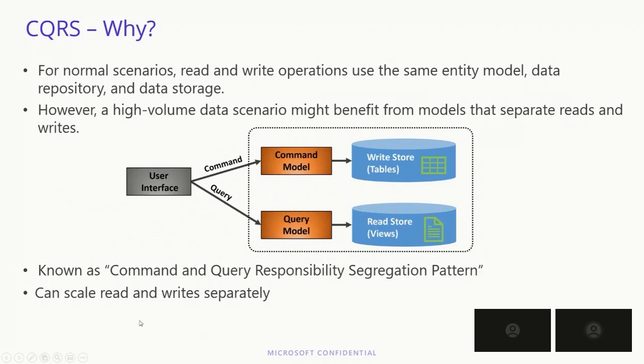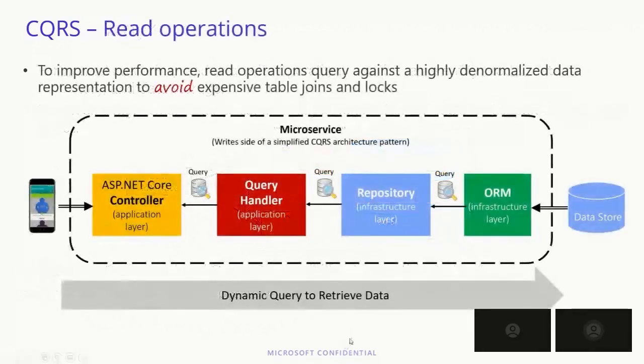So this is known as CQRS, or Command and Query Responsibility Segregation pattern. This gives us the ability to separate our reads and writes and scale our reads and writes as well. So here's a read operation in a CQRS. A client request calls the controller, saying I need to get information about an order. We're going to typically call a query handler. The query handler calls a repository.